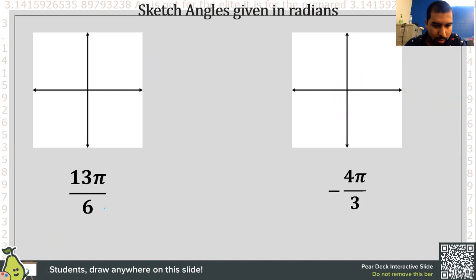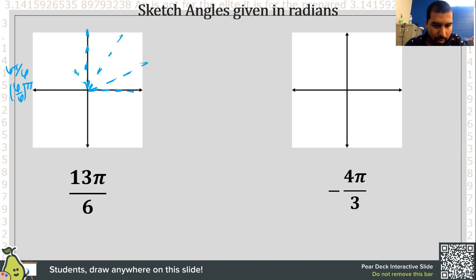13 pi over 6. So we're going to do the same idea. This is pi. I'm going to multiply it by 6 over 6 because, instead of drawing all my lines, I'm going to see that this is 6 pi over 6. Keep in mind, you can draw the 6 little lines if you want to, I just made these a little smaller. But you can totally do that for this question and the next ones.